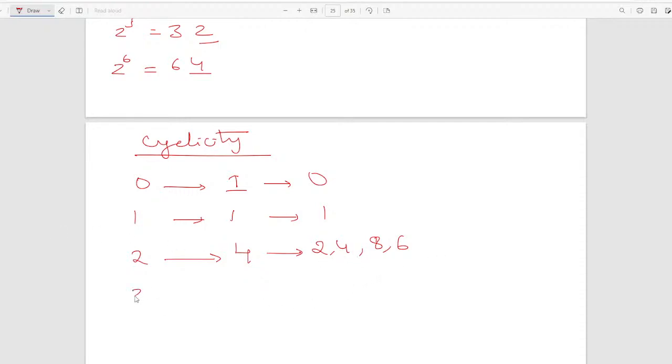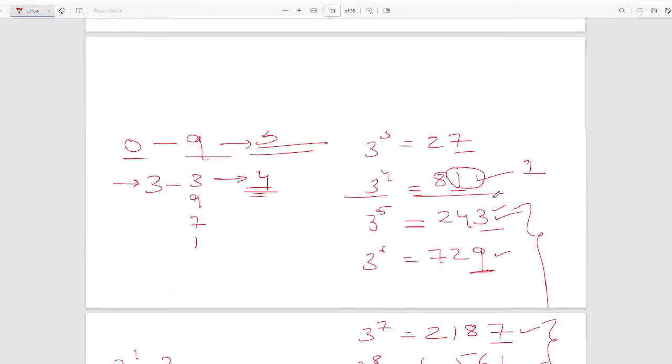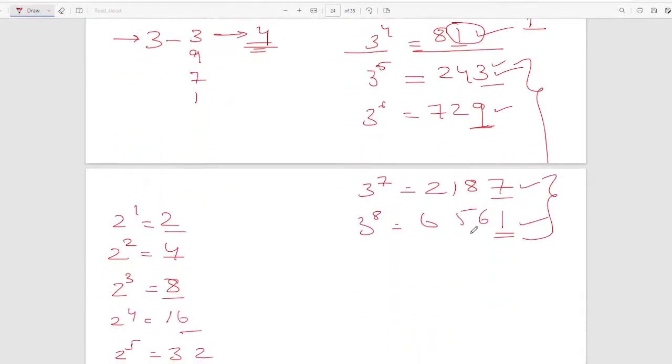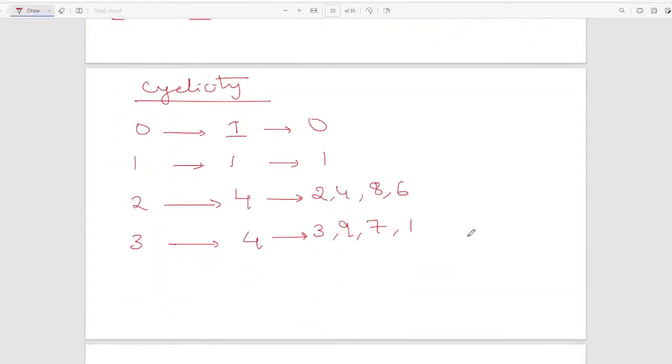And for the digit 3, cyclicity is 4. The pattern is 3, 9, 7, 1. We have just seen it here. 3, 9, 7, 1, 3, 9, 7, 1, and it keeps repeating again and again.